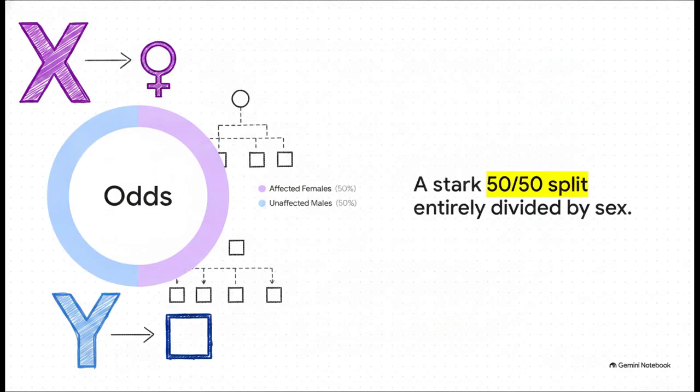A father has to pass his Y chromosome to his sons, and he has to pass his X chromosome to his daughters. Because this father's only X chromosome is the affected one, it goes to all of his daughters, meaning 100% of the females will be affected. Meanwhile, his healthy Y chromosome ensures 100% of the males are completely unaffected. Looking at the total offspring, it's still a 50-50 split, but it is entirely divided by biological sex. This is a massive departure from those standard autosomal rules we looked at earlier.